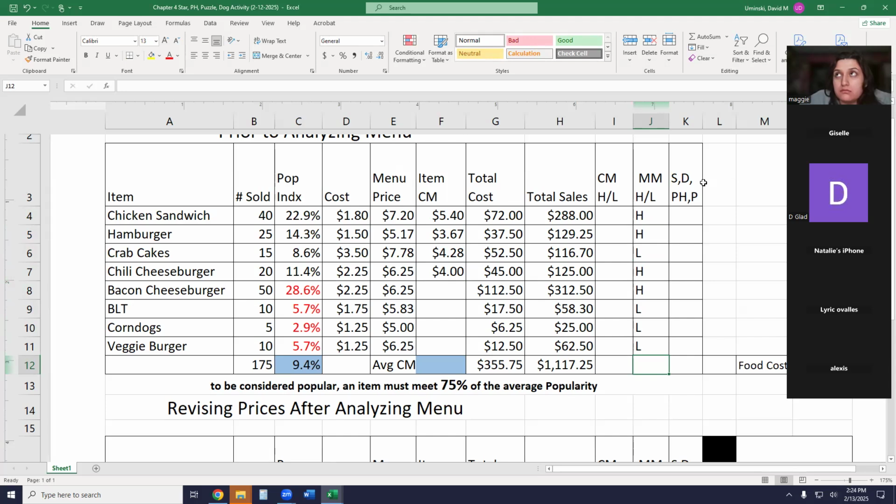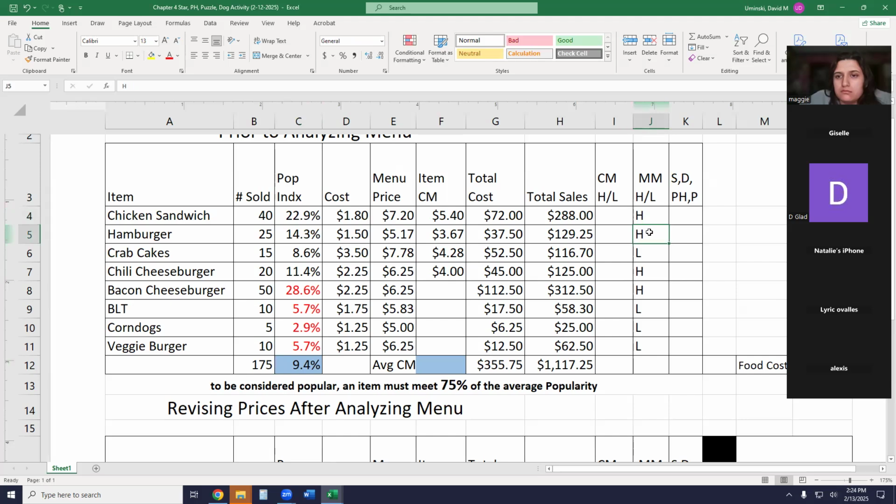Remember, this popularity is going to go right here in that menu mix. Menu mix and popularity are interchangeable terms. What number are you looking at? The 9.4? Yeah, so I'm looking at this 22.9. Is this 22.9 higher or lower than 9.4? Okay. So we're comparing each item.